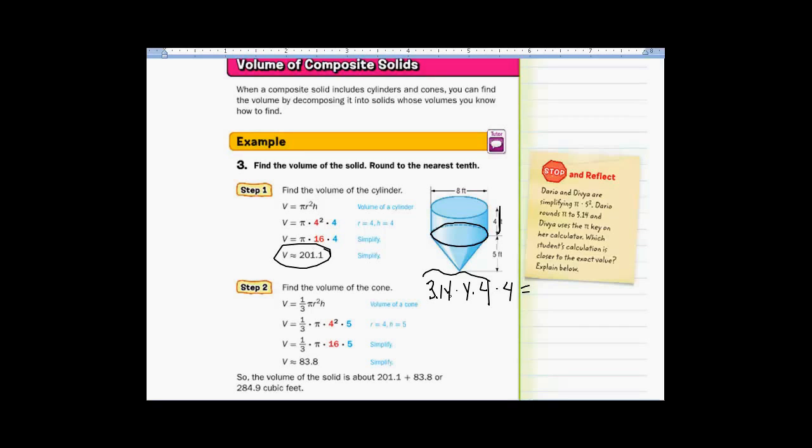So for the cone, we're going to use the same thing, 3.14 times 4 times 4. That's a 4, not a y. But this time we're going to take it times 5 because that's the height of the cone. And whatever we get, we have to divide by 3. So the same base that we used before, 3.14 times 4 times 4 times 5, because the cone is 5 tall. And we're dividing by 3 because, in fact, it is a cone. 83.8, put those together, voila, 284.9 cubic feet.